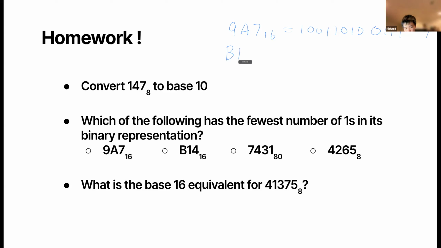For the second number, B14, base 16. So once again, every digit corresponds to 4 binary digits. This is 1011, 0001, and 0100. There are only 5 digits that are 1. If you don't know where I'm getting these numbers from, you can always draw out a conversion table to use as a reference. And for the next one, 7431, I think there's a typo here. It should say base 8. So for base 8 to binary, every digit corresponds to 3 binary digits. So there are 7 in this one.